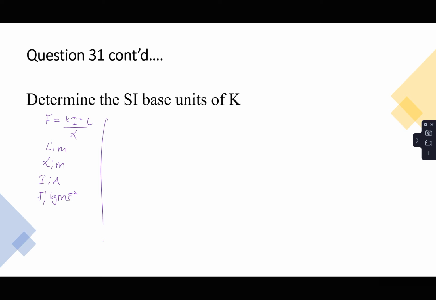So now what remains is very easy. We want to find the base units of K, so we make K the subject: K is equal to F times X divided by I squared times L. So the base units of K will be kilogram meters per second squared times X, which is meters, divided by ampere squared times L, which is meters. Meters cancel, so you remain with kilogram meters per second squared per ampere squared. Those will be the base units of K.